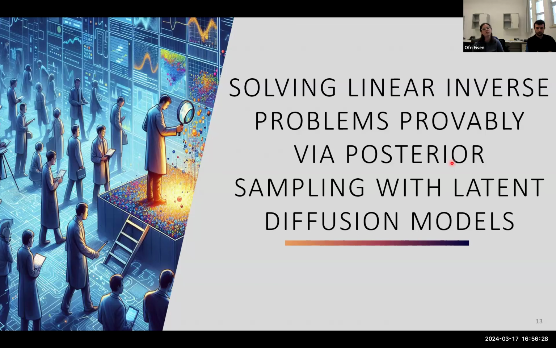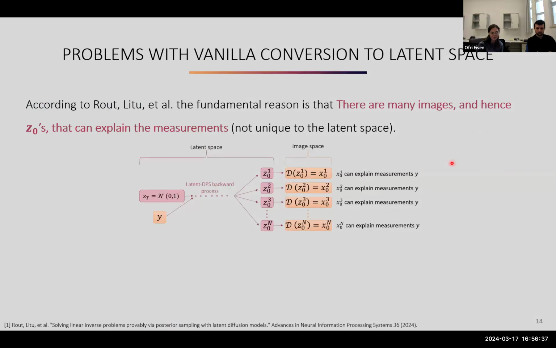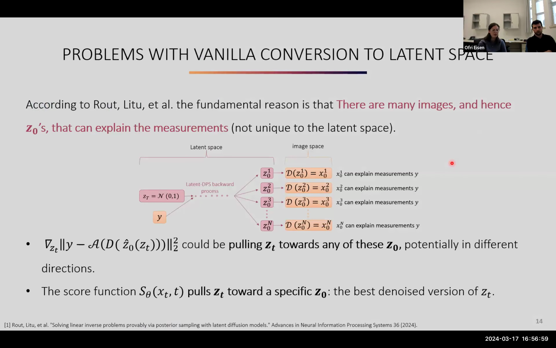We'll focus now on the first paper, which is "Solving Linear Inverse Problems via Posterior Sampling with Latent Diffusion Models", the PSLD paper. The authors mentioned that the fundamental reason is that there are many images, and hence many Z0s, that can explain the measurements. We'll mention that this problem is not unique to the latent space, but is a general inverse problem, and this is one of the critiques we have about this paper.